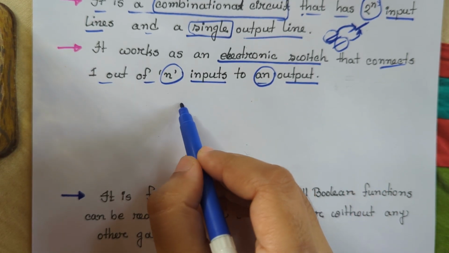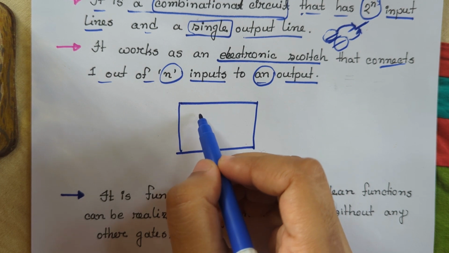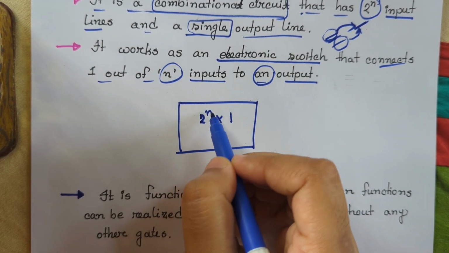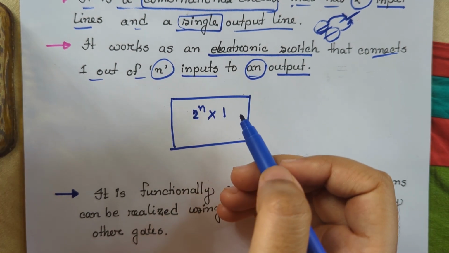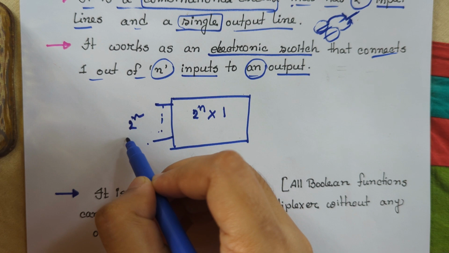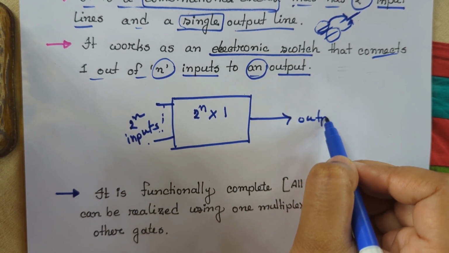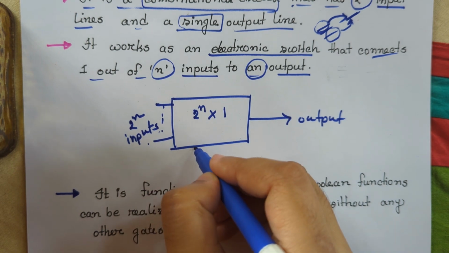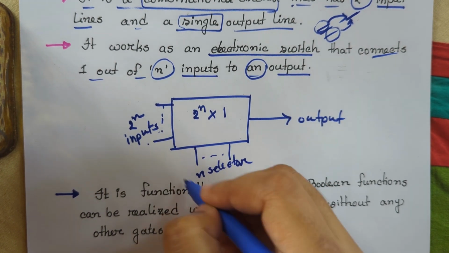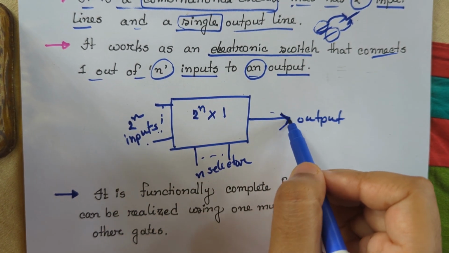Let's see the block diagram of this multiplexer. Suppose this is a multiplexer and here will be input 2 to the power n is to 1, which is 2 to the power n inputs and 1 output. So here input lines will be 2 to the power n, dot dot dot. Here will be 2 to the power n input lines and only one single output line, and here will be n selectors. Depending upon these n selectors, one data will be selected from here and that will be shown at the output.